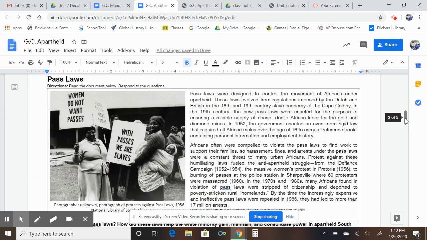In the 1970s and 1980s, many Africans found in violation of pass laws were stripped of citizenship and deported to poverty-stricken rural homelands. By the time the increasingly expensive and ineffective pass laws were repealed in 1986, they had led to more than 17 million arrests.